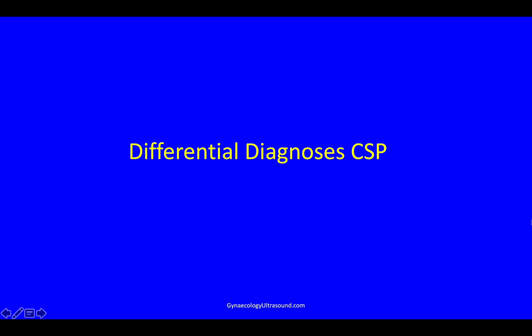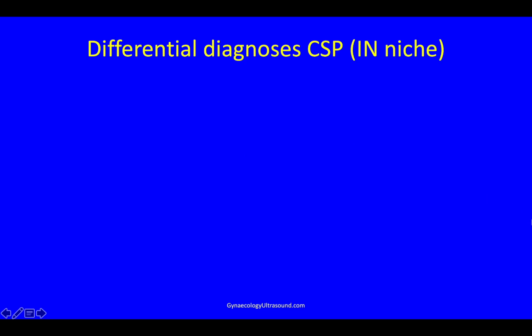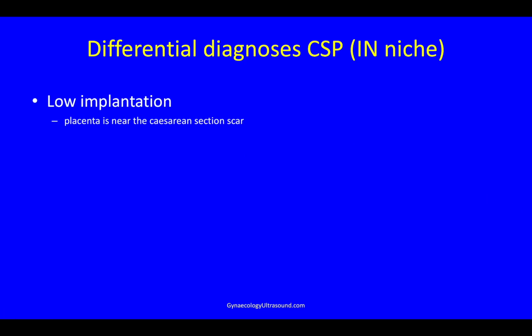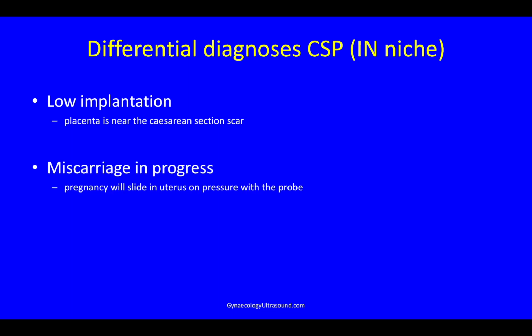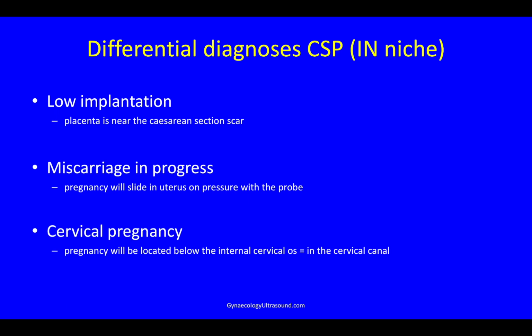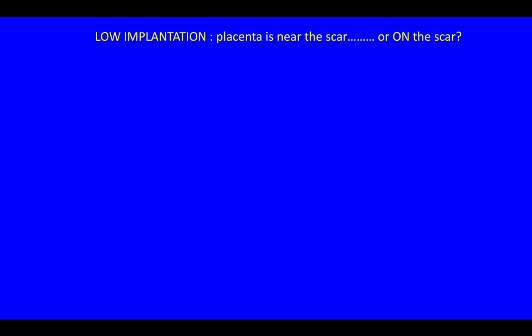So what are the differential diagnoses of a scar pregnancy, of an in-niche scar pregnancy? Could be low implantation, that the placenta is near the section scar, could be a miscarriage in progress, or it could be a cervical pregnancy below the internal os in the cervical canal. So let's look at those.